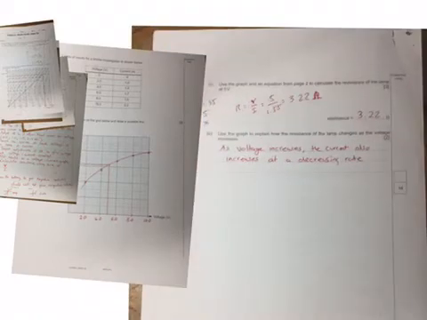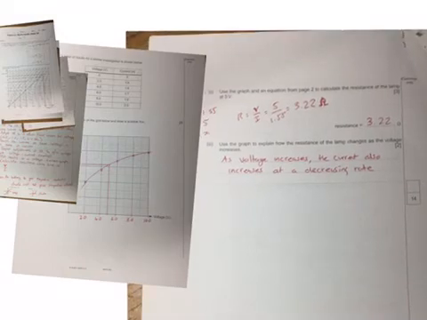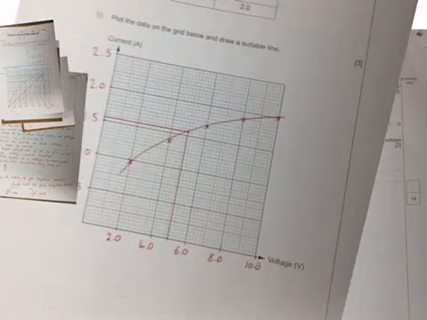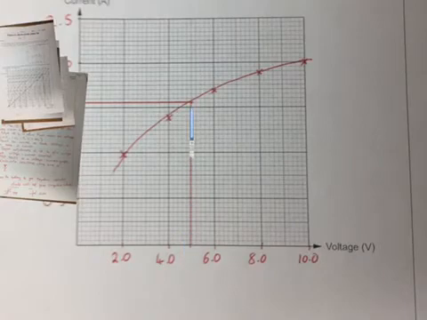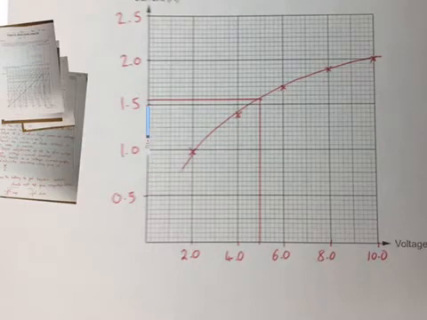And then on this page, which is my last page, it says use the graph and an equation from page 2 to calculate the resistance at 5 volts. So at 5 volts, let's have a look what my current is. Okay, at 5 volts, my current is just above 1.5 there. So if each square is worth 0.05, this is going to be 1.55 at this point, and then 1.6, 1.65, 1.7, 1.75, 1.8, 1.85, 1.9, 1.95, 2.